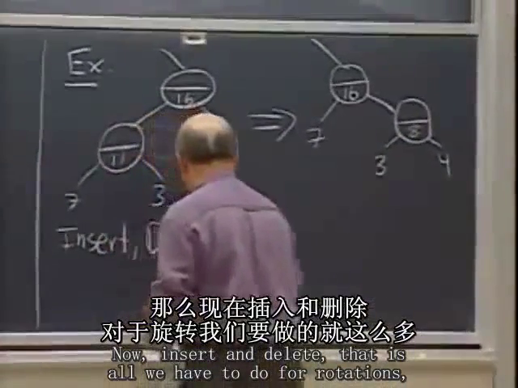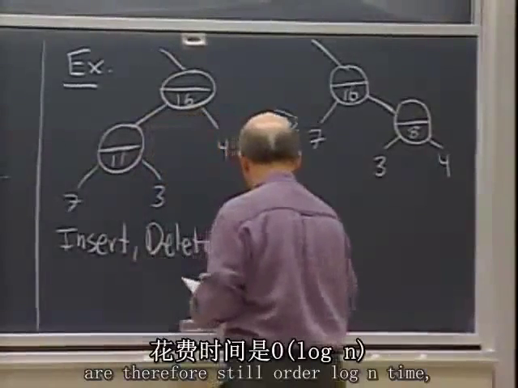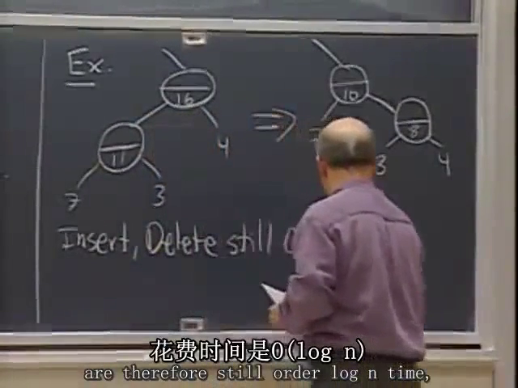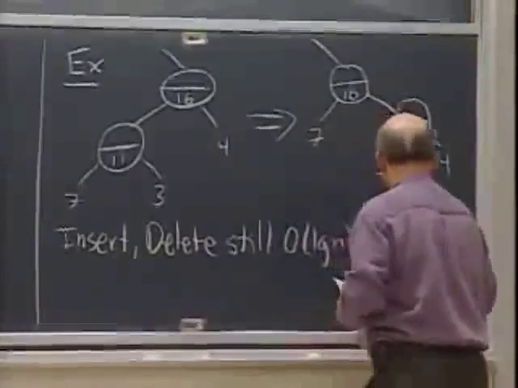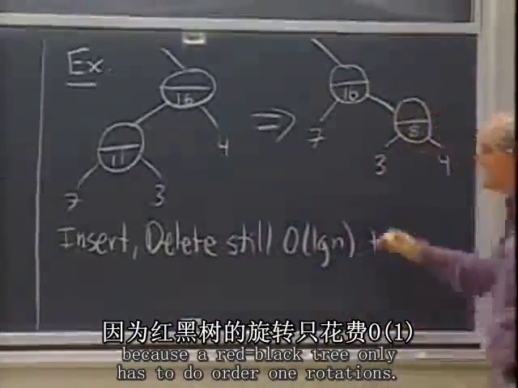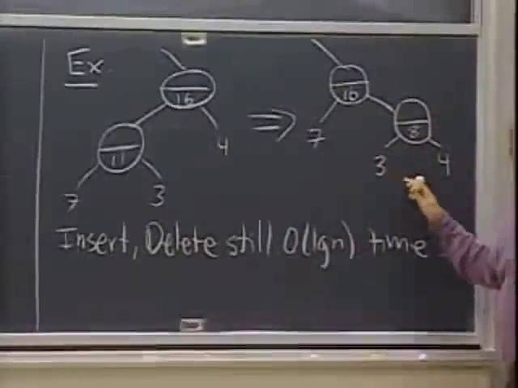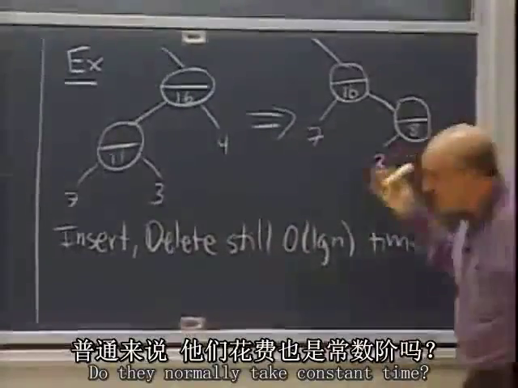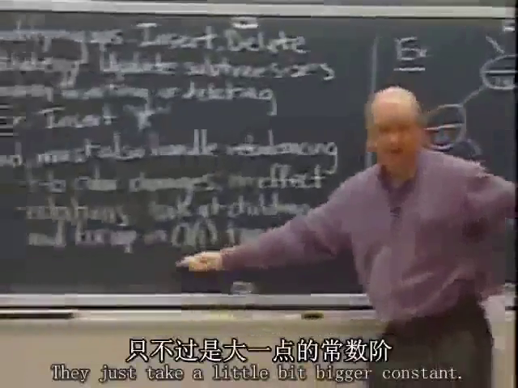That's all we have to do for rotations, which are therefore still order log n time. Because a red-black tree only has to do order 1 rotations. Those normally take constant time. Well, they still take constant time. They just take a little bit bigger constant.